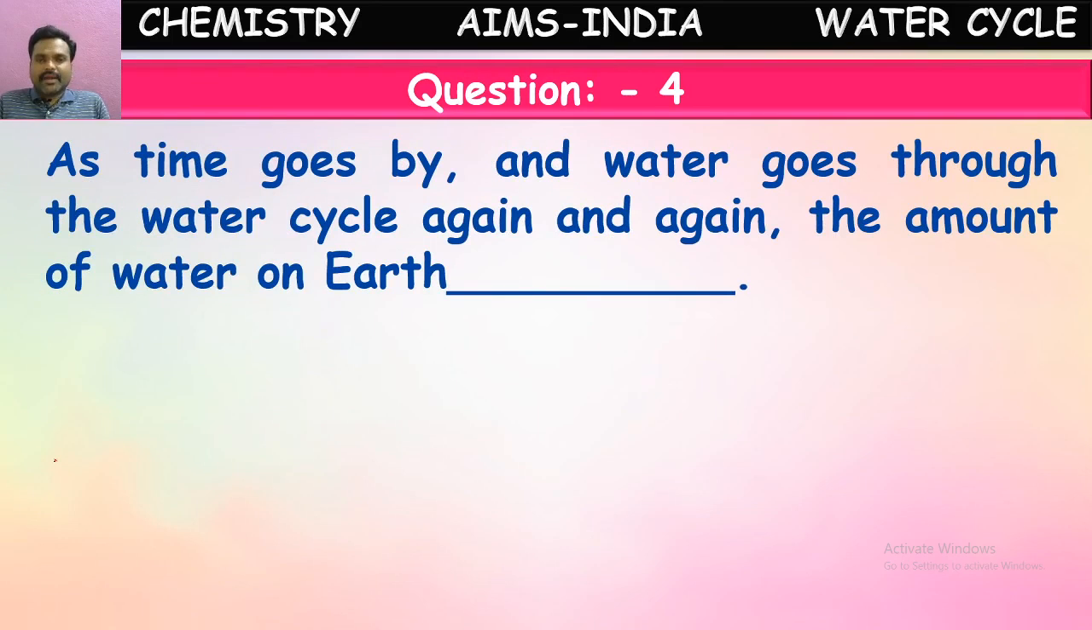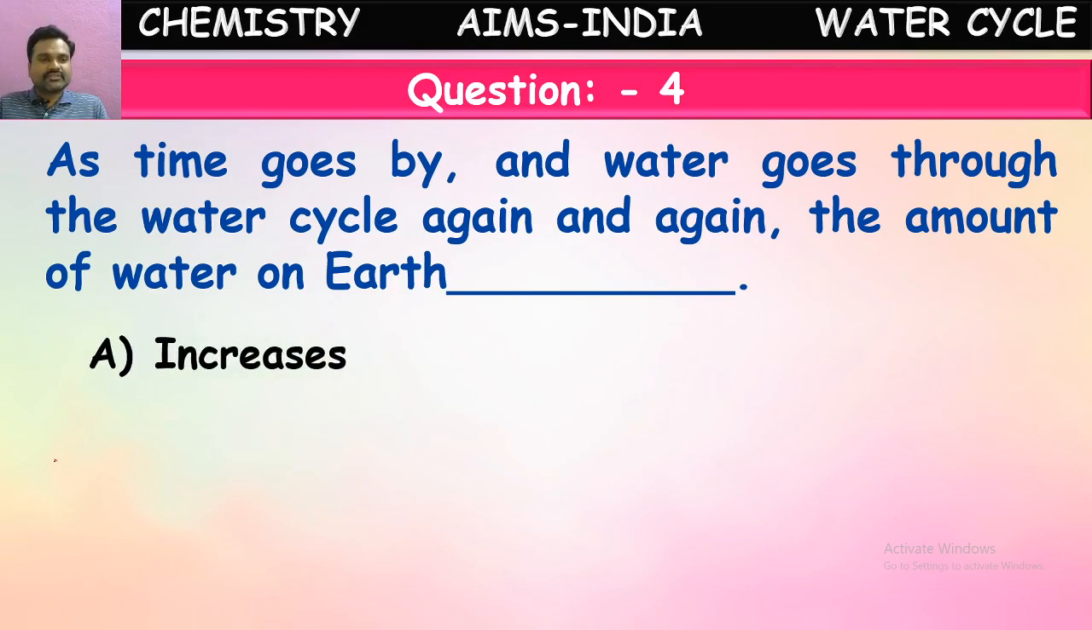As time goes by and water goes through the water cycle again and again, what happens to the amount of water on the earth as this water cycle is being continued? What is happening? More water is being evaporated and converting into clouds. Again, those clouds convert into raindrops, causing rains. Again, this rainwater reaches oceans and seas. This is continuously occurring. What is happening to the amount of water by this cyclic process? That is the question here.